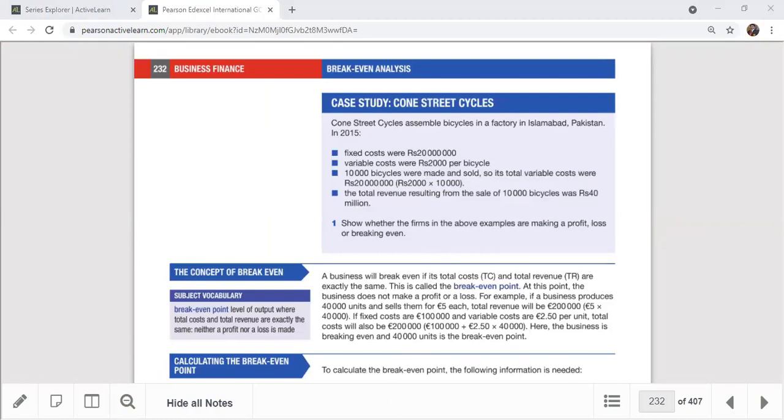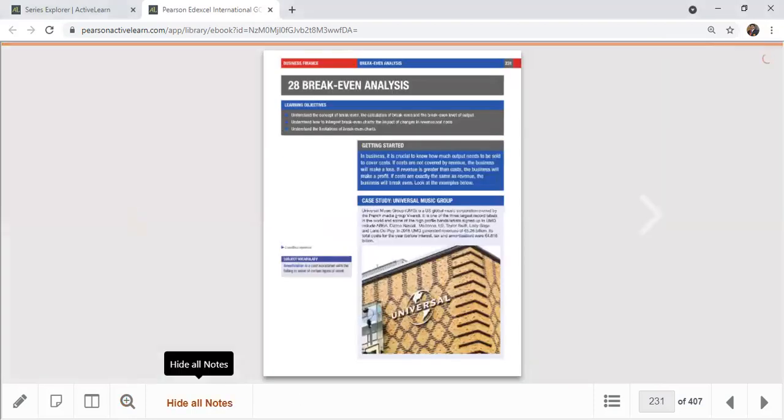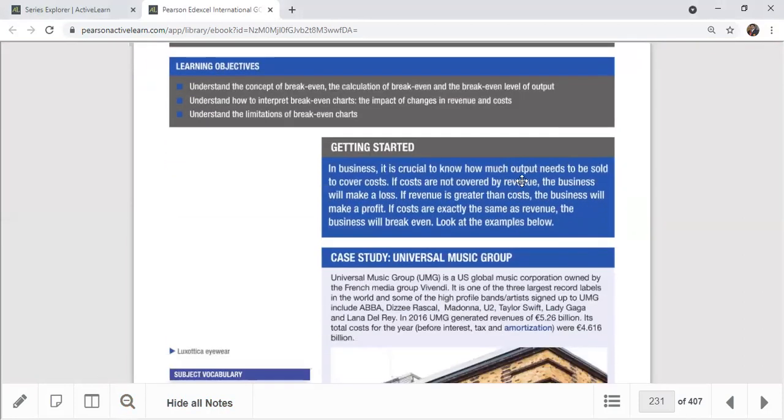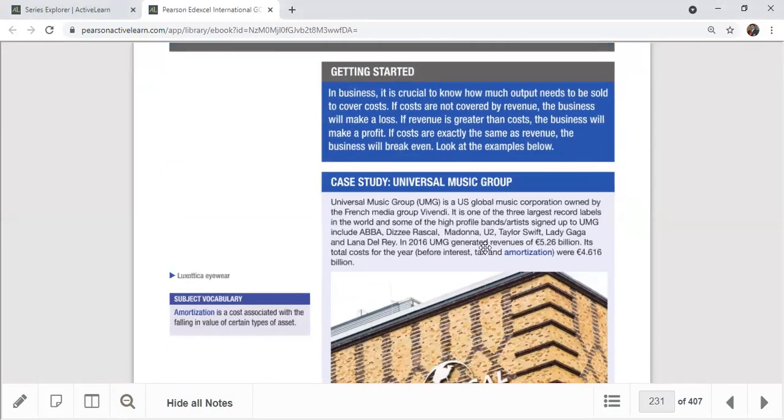Right? In the first case study, you can see this record label is definitely making a profit. Why? You can see the revenue is 5.26 billion, and their total cost is 4.616 billion. So 5.26 minus the total cost of 4.616, they are earning a profit of 0.644. That is 644 million euros they are earning as profit.